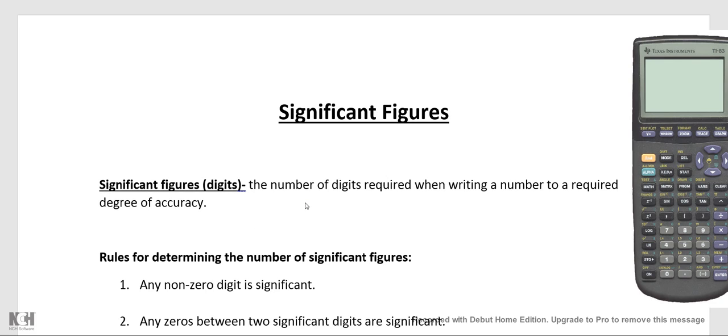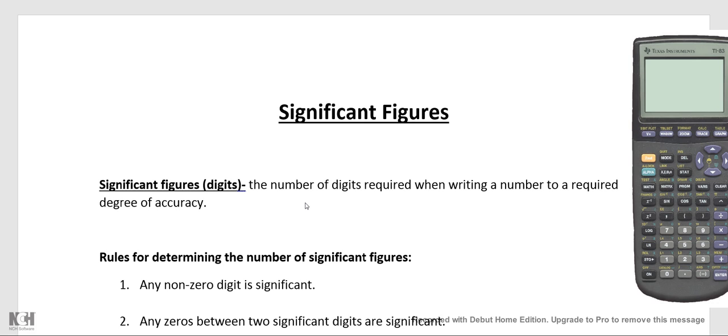In this short section, we're going to cover significant figures. Significant figures or significant digits are the number of digits required when writing a number to a required degree of accuracy. An odd definition, but it'll make more sense when we start getting into the examples, I think.